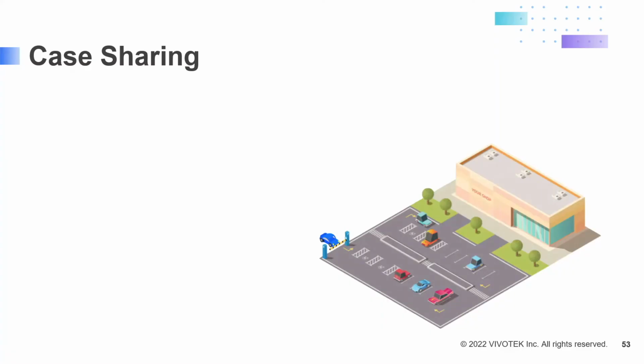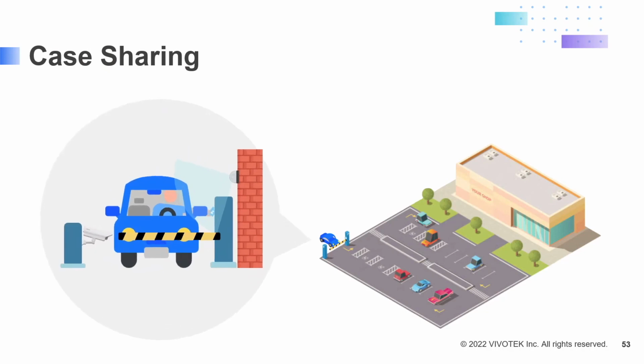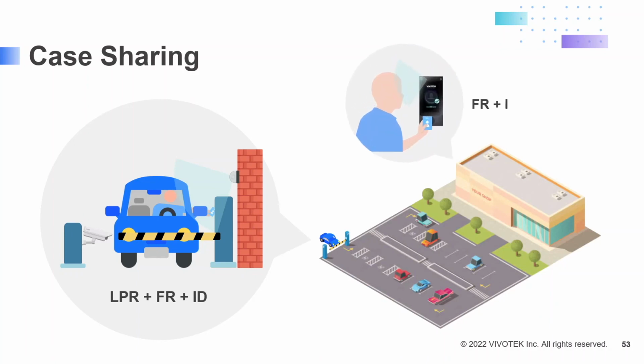VivoTech facial recognition solution provides a secure and complete solution for our customers. We can have license plate recognition plus facial recognition and ID card recognition at the entrance, and have another facial recognition and identity recognition in restricted areas. That will create a multi-authentication environment, and all of that is to bring you the next level of security.